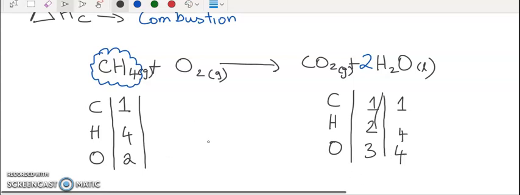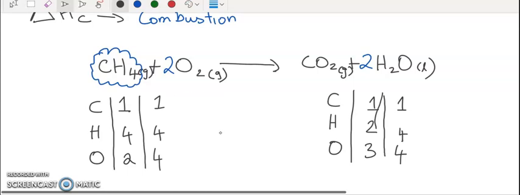So now our hydrogens are balanced. Now we have four oxygens on this side, but we have only two oxygens on this side. So let's add another two to balance it. This is 1, 4, and 4. Therefore, this equation is balanced. So this is standard enthalpy of combustion and how to balance such equations.